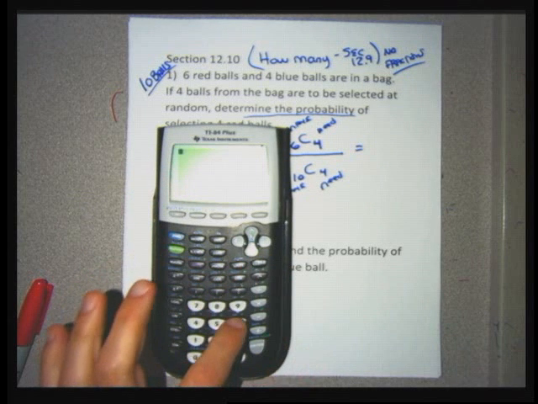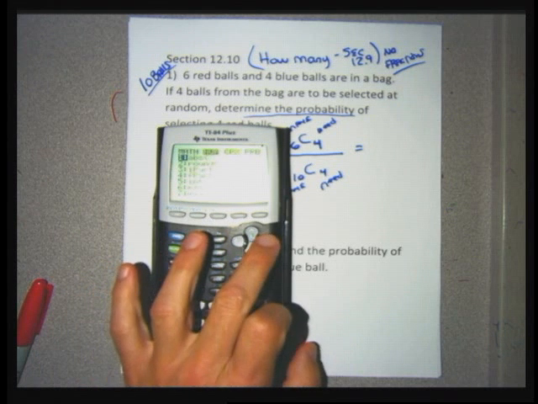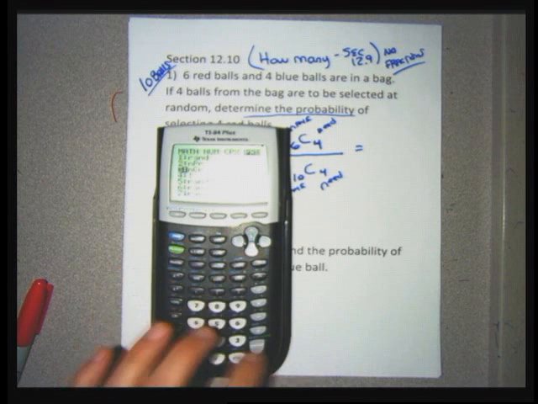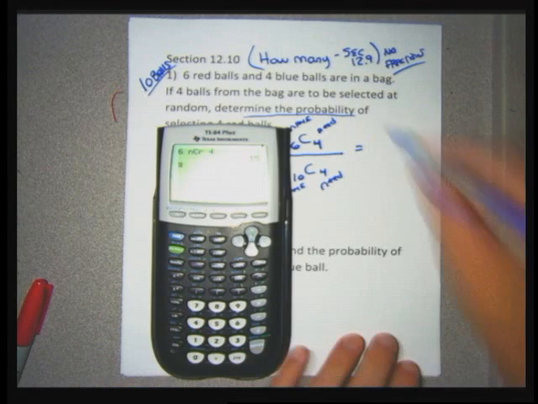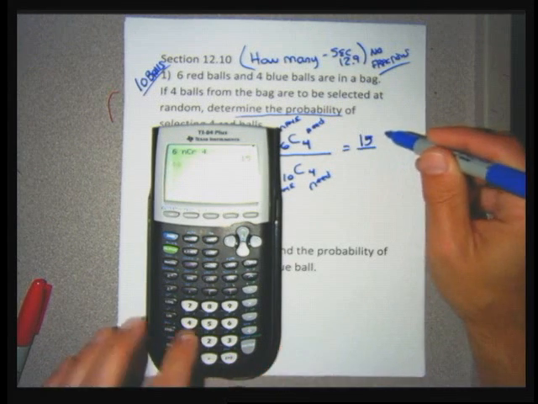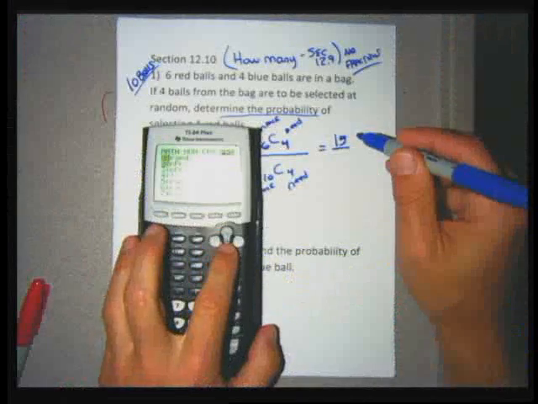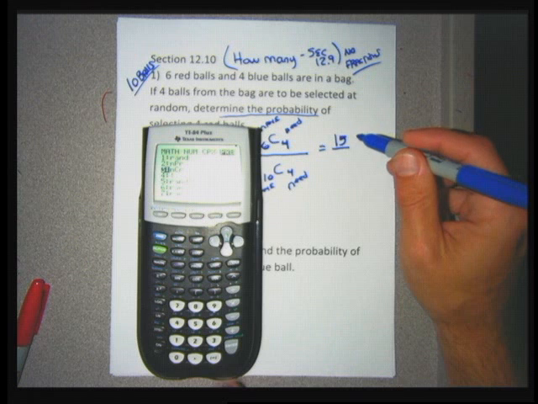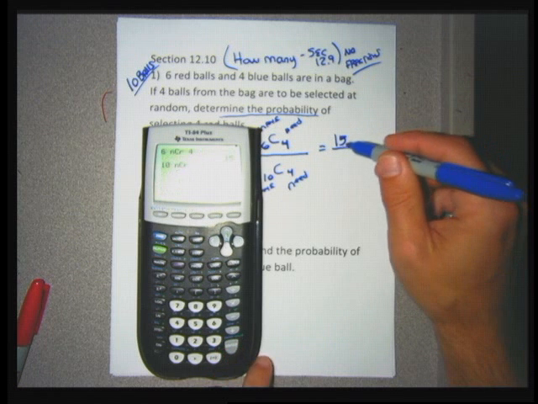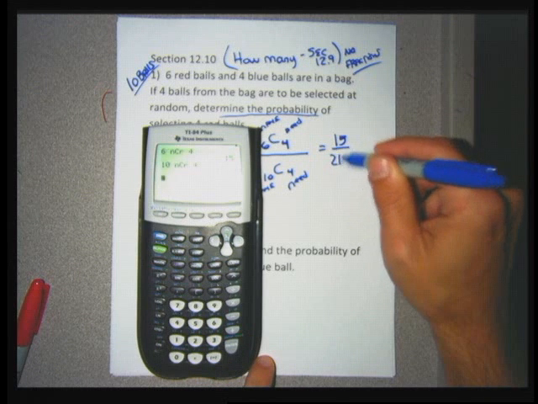In the numerator, I do a 6, and then my math key, and then I'll arrow over to PRB, down to number 3, and type the number 4, and I'll get 15. The denominator, I'll type the number 10. I'll hit my math key. I'll arrow to PRB and down to number 3, type the number 4, and I get 15 over 210.